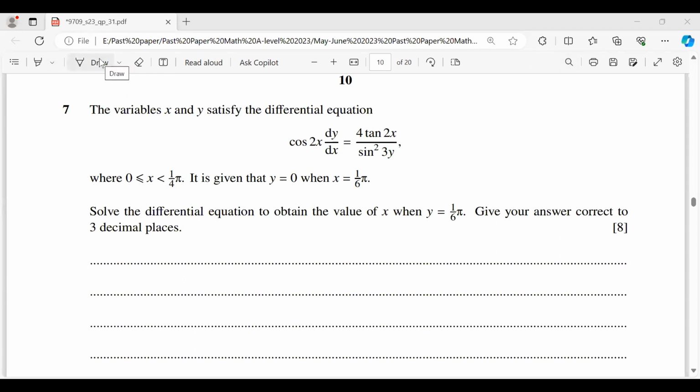Seven. The variables x and y satisfy the differential equation, where x is in the interval 0 to 1/4 pi. It is given that y equals 0 when x equals 1/6 pi. Solve the differential equation to obtain the value of x when y equals 1/6 pi. Give your answer correct to three decimal places. So if x equals 1/6 pi and y equals 0, the differential equation becomes like this one. Then we are going to find the value of x.